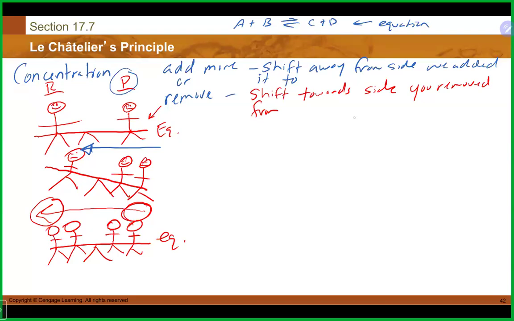Now, what happens if we did kind of the same idea here with our system at equilibrium to begin with? And we decide the guy on the right-hand side here decides he's had enough for today. He's going to hop off. He's going to get off the seesaw here. If he gets off the seesaw here, this is what's going to happen.